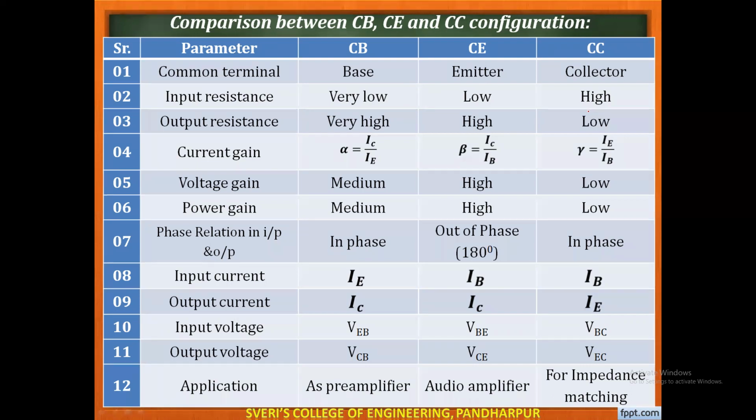So if you have the chart, definitely you can write it down. Second is the current gain. Now in current gain, how to remember that? For common base, it's alpha, common emitter beta, common collector gamma.